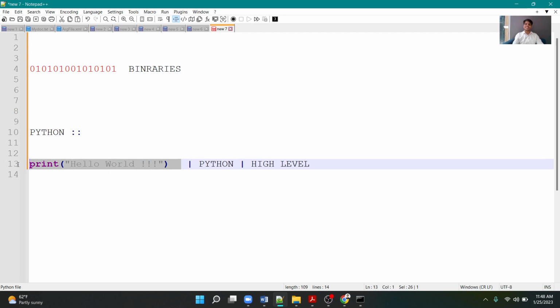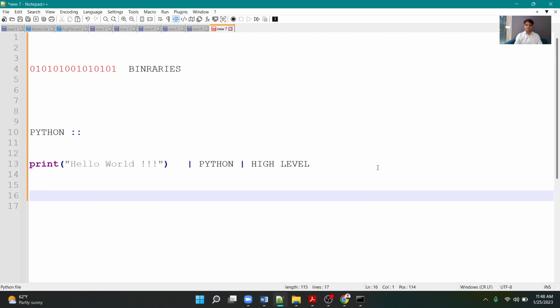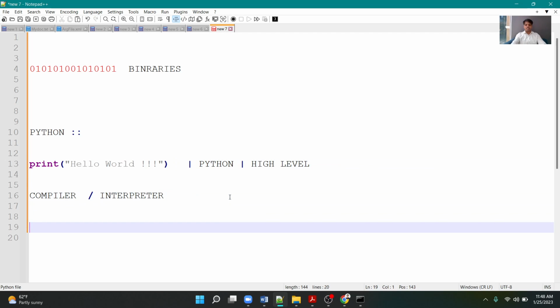But how do we translate our high-level language instruction to the language which machines understand? So technically, there is another software that is going to come into the picture, another thing that is going to play a role in between, and that is called a compiler, or you can say an interpreter. This is the thing that is going to help translate your high-level language to the machine language, which is a low-level language, which is nothing but binary.